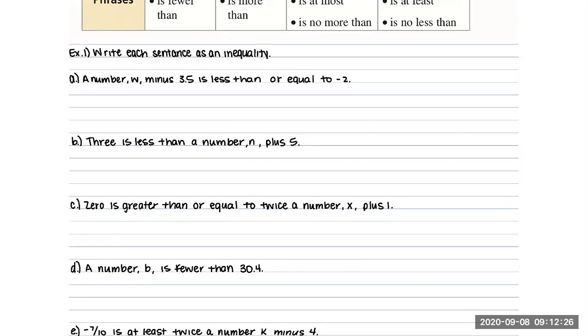So for example, A, we have a number w minus 3.5 is less than or equal to -2. So this is just going to be w minus 3.5 is less than or equal to -2. When we have something that's equal to as well, that line goes underneath the inequality symbol. So it means that it includes that number as well.